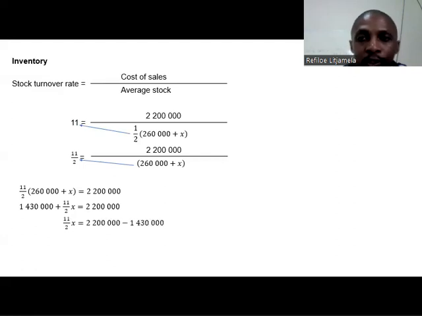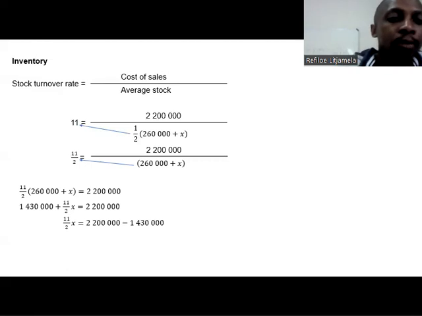On the left-hand side, you are left with that 11 over 2 X. So for you to solve for X, you'll have to divide by that 11 over 2. In the meantime, please note that when you take that 2,200,000 and you minus that 1,430,000, you will be left with 770,000.